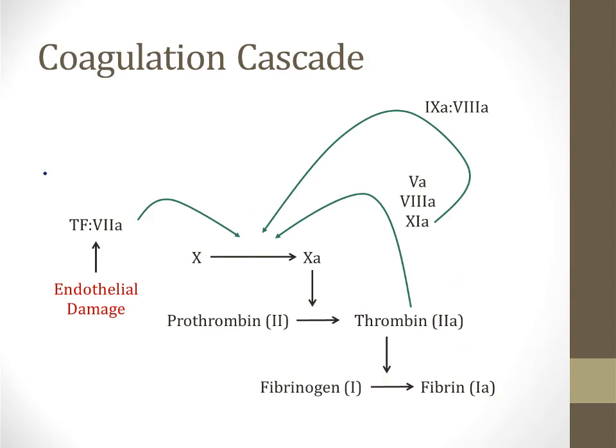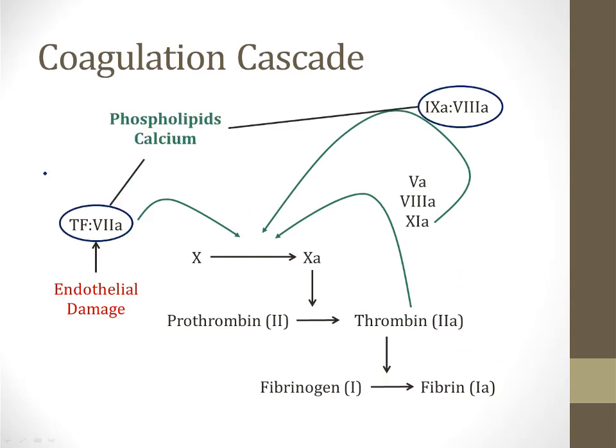If we go back to our diagram of the coagulation cascade, these are the two multi-component complexes. One includes tissue factor and factor 7A. It will convert 10 to 10A. The other one involves factor 9A and factor 8A. It will also convert 10 to 10A. Both of these two work as a package of an enzyme and a cofactor, along with phospholipids and calcium.